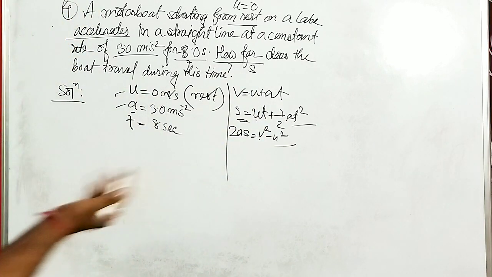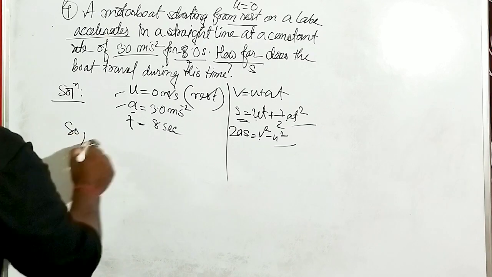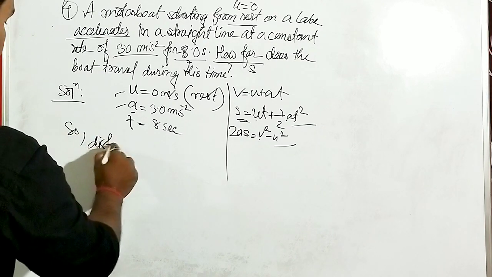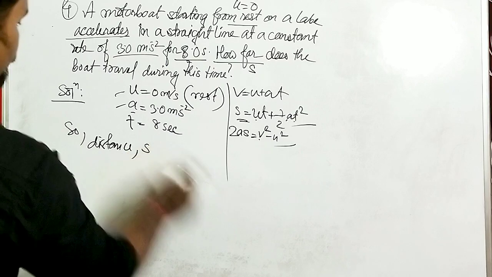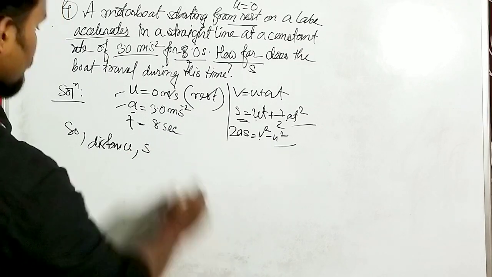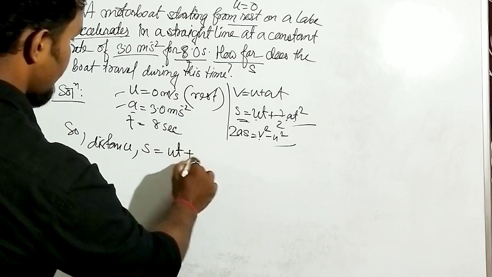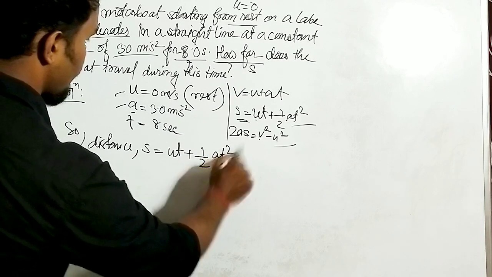So it is quite simple. So distance s will be ut plus half of at square.